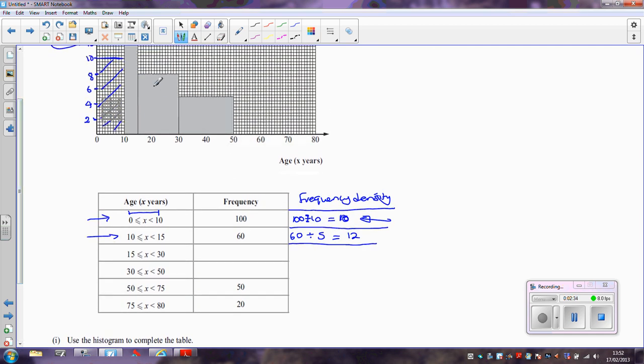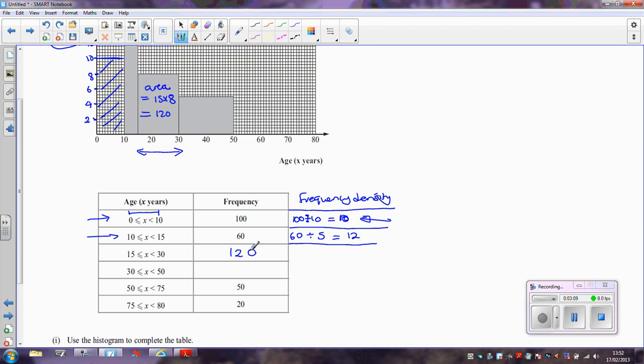If we look at the third group, the group that goes from 15 to 30, I can see that the frequency density is 8. Now remember, for a histogram, the area of each rectangle is what tells you the frequency. Now if I look at this third rectangle, the area is, well, it's 15 across the bottom here, multiplied by the height, and I can read off the scale here, I can see that that's 15 times 8, which is 120. So the frequency for that third group is 120. I can fill that in here.